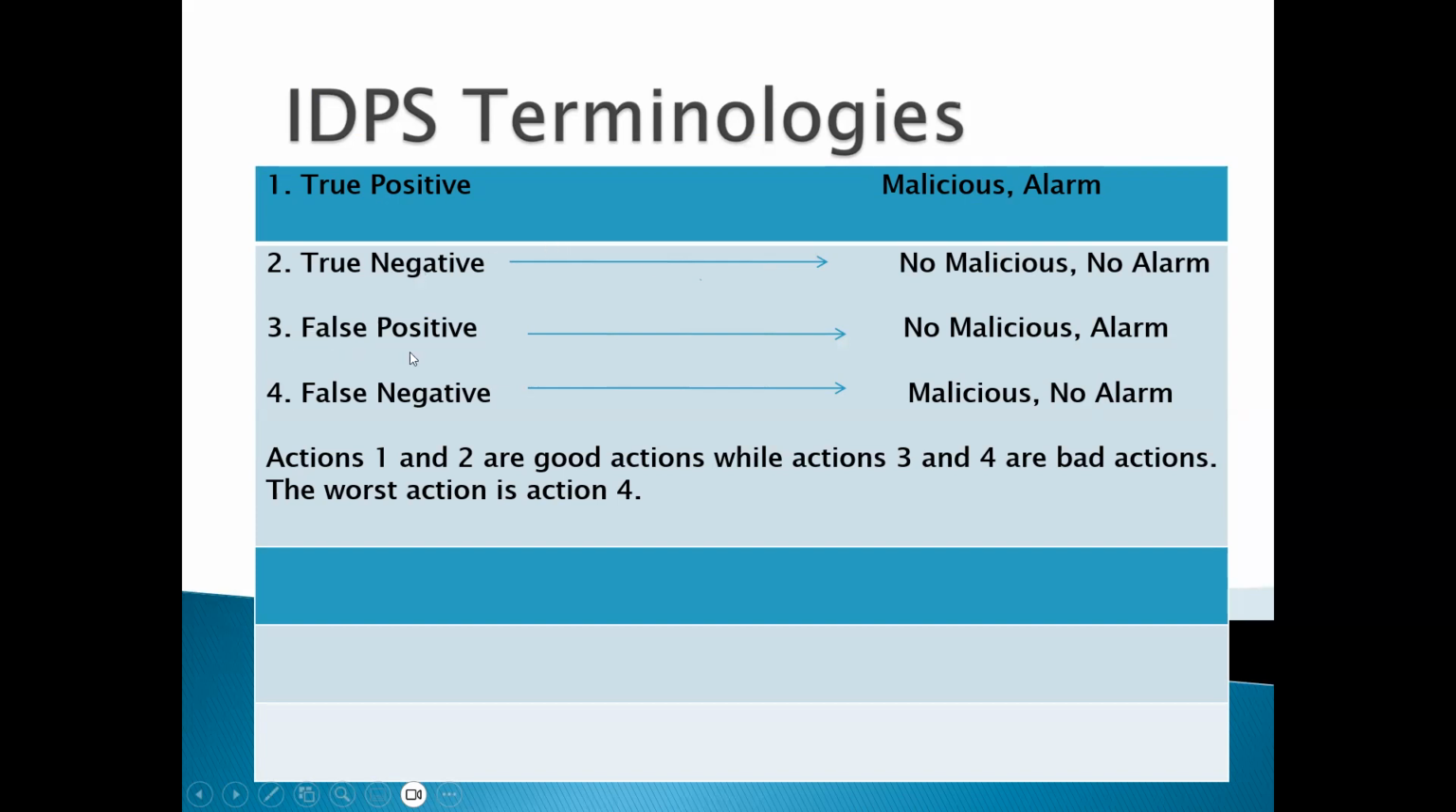And the third is false positive. False positive is when there is no malicious activity and the system sends an alert or an alarm. You can see when nothing is happening, or when there is no suspicious activity and the system starts to send an alert, there is a problem. This is the situation of number 3, that is false positive.